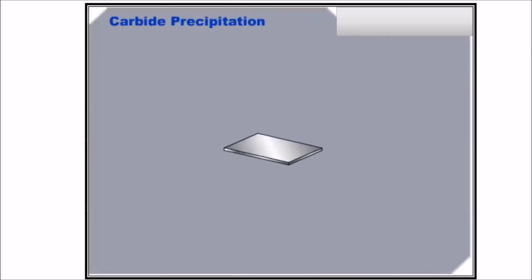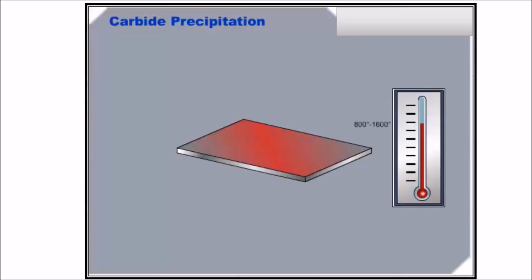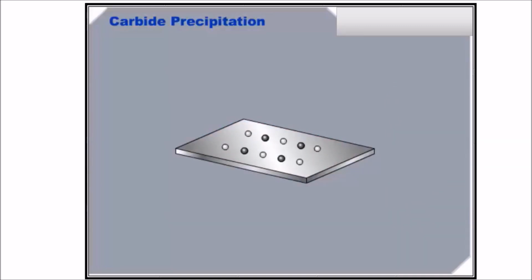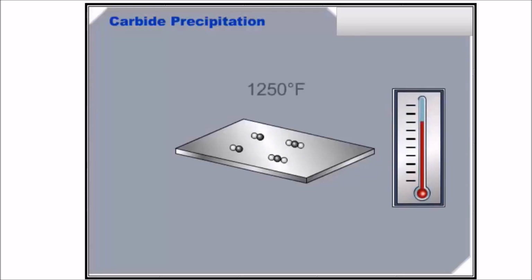One of the common problems found when welding the austenitic grades is referred to as carbide precipitation, or sensitization. When heated to the welding temperatures, a portion of the base metal reaches temperatures in the 800 to 1600 degree Fahrenheit range. And within this temperature range, the chromium and carbon present in the metal combine to form chromium carbides. The most severe temperature for this formation is about 1250 degrees Fahrenheit.